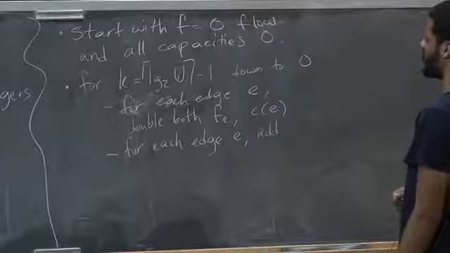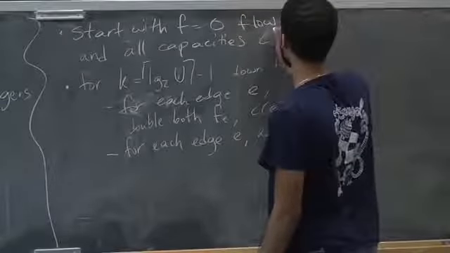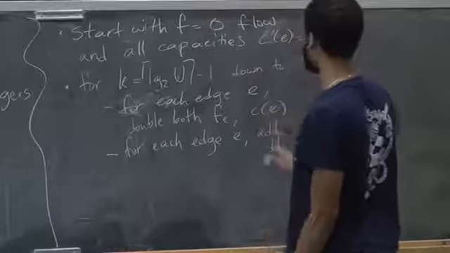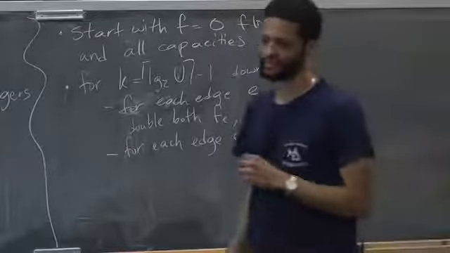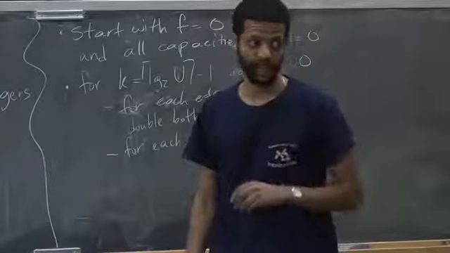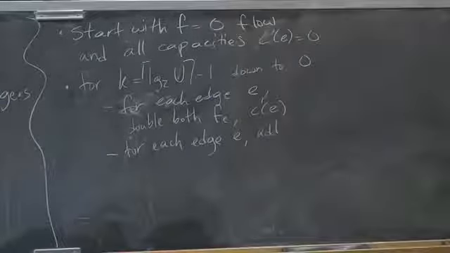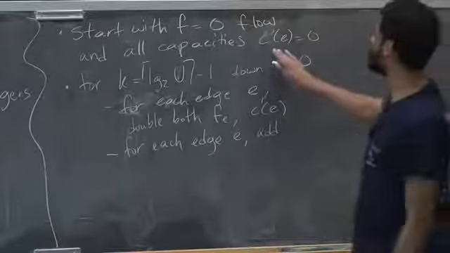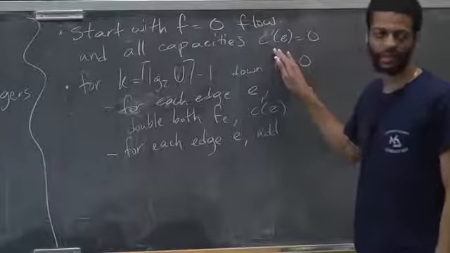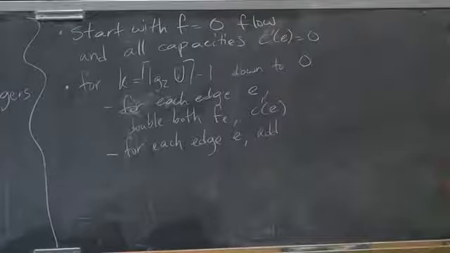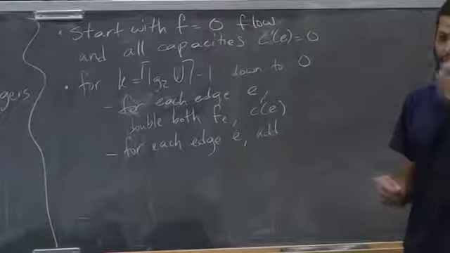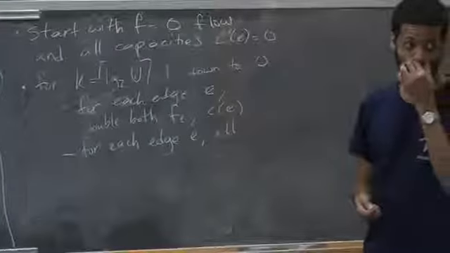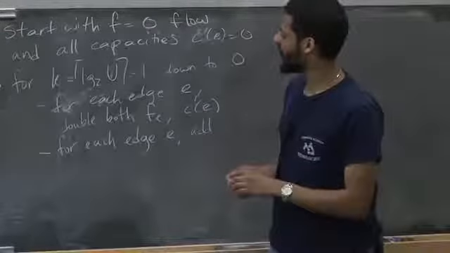Let me see. Start with all capacities. Let's call this C prime of E to be 0. Okay, so there are some actual capacities in the graph C of E. But we're going to maintain capacities C prime of E. Initially, the edges have no capacities, so their C prime value is 0. And then basically what we're doing here is we're shifting in bit by bit the next bit of the capacity of that edge.